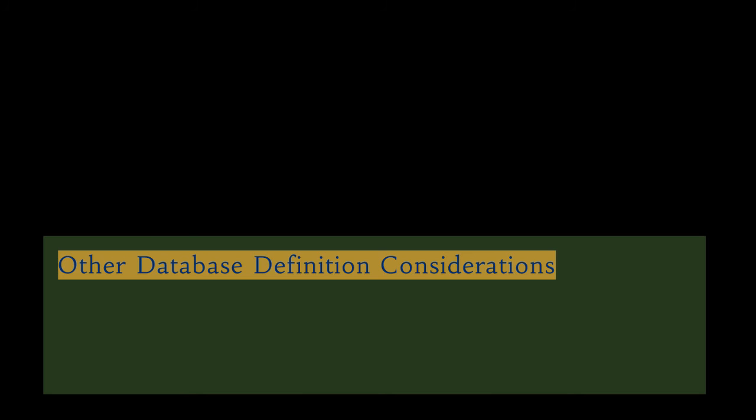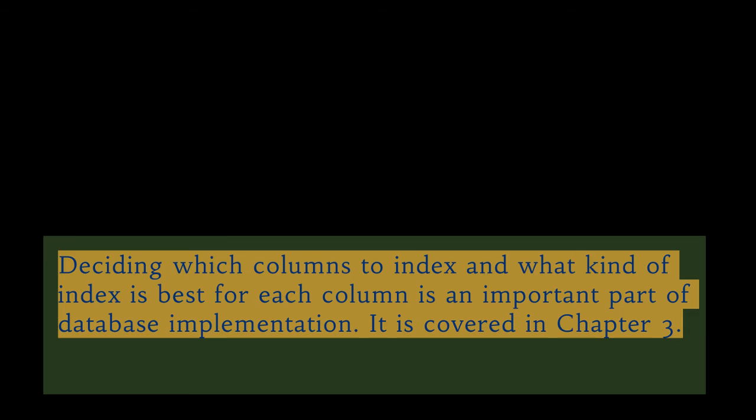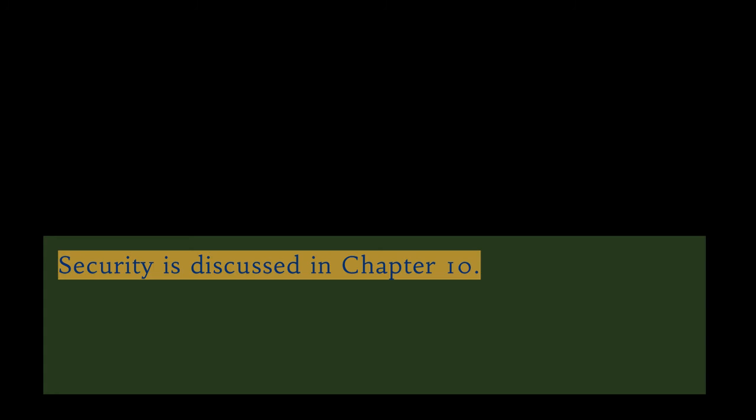Other database definition considerations. If you were about to put a real-world database online, you'd have several additional critical issues to consider before proceeding: indexing, security, and integrity. Deciding which columns to index and what kind of index is best for each column is an important part of database implementation. It is covered in Chapter 3. Security is discussed in Chapter 10.